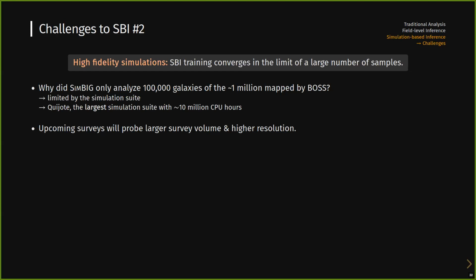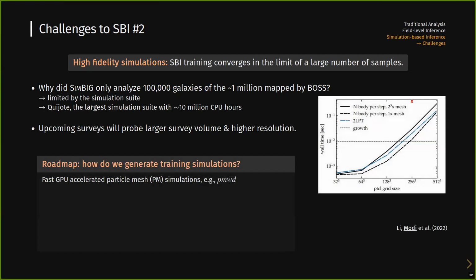This is a problem because upcoming surveys will probe larger volumes and higher resolution in this setting. So how do we generate training data sets for simulations like this? Well, I think for this, we'll have to rely on fast GPU-accelerated simulations like PMWD that I'm developing.